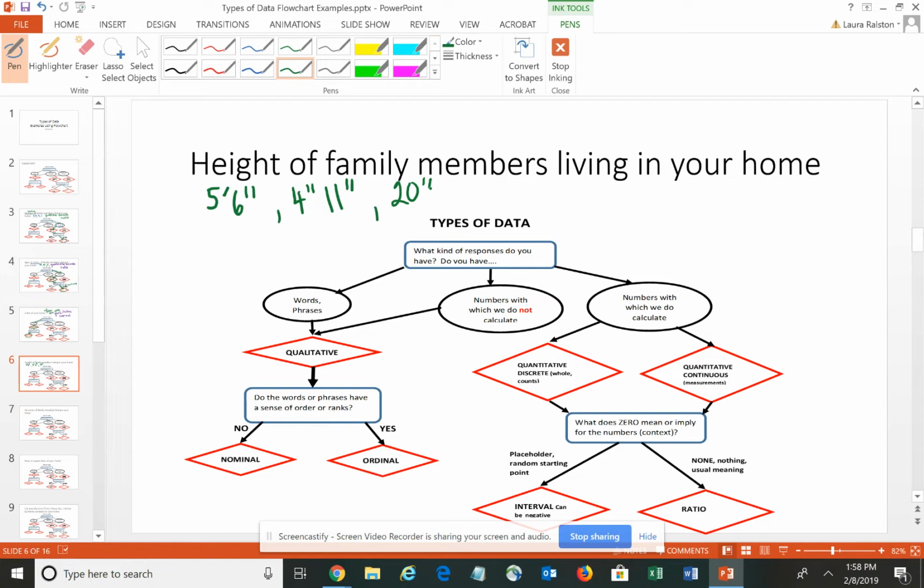So again, you're getting numbers, so that rules out words or phrases. Then I have to think about, with numbers, am I going to calculate with these numbers? Could we find the average height of your family members? Or could we think about who's taller or who's shorter? How much taller is one person than another? And we can. So we have numbers with which we would calculate.